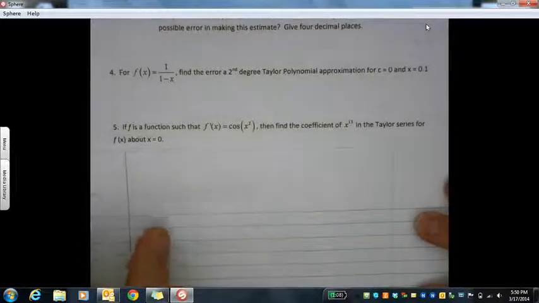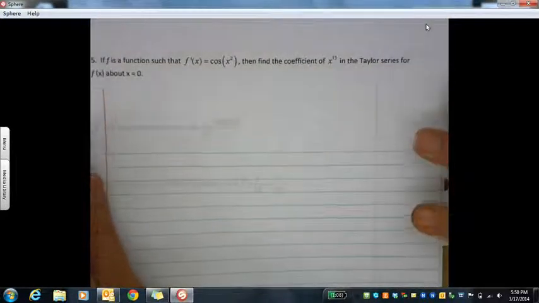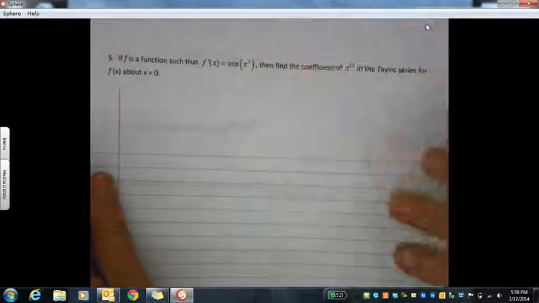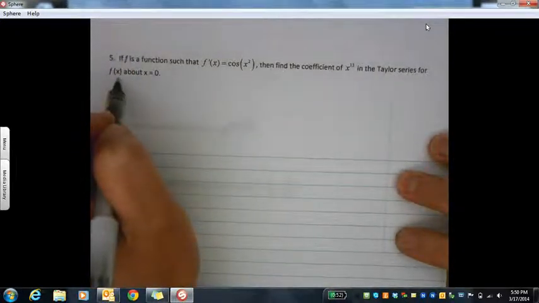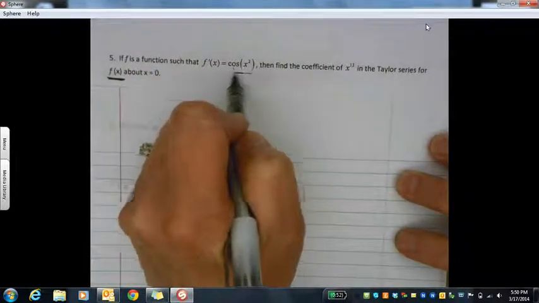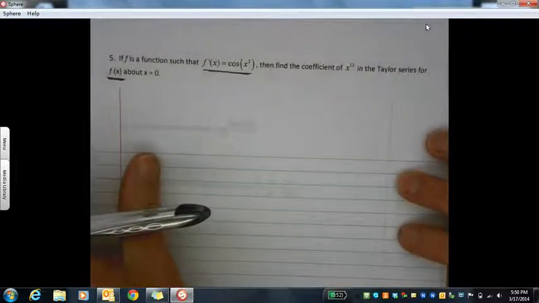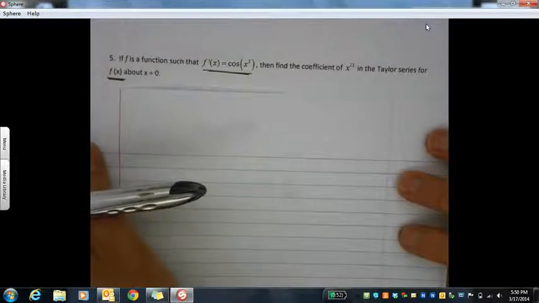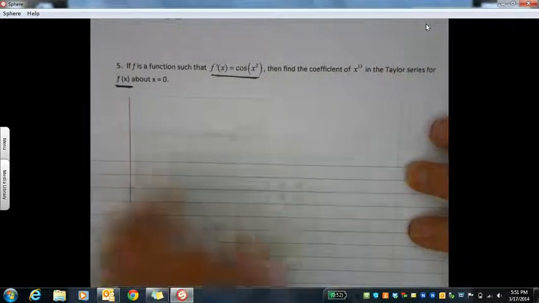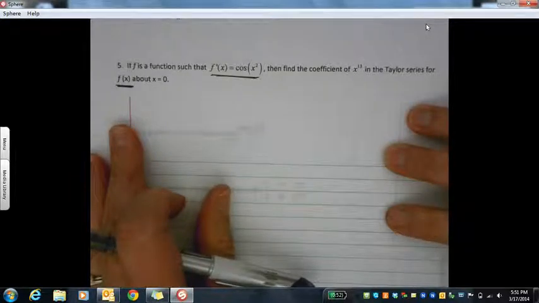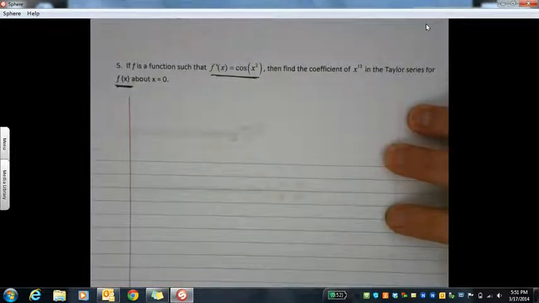For question number 5, they're giving you a derivative. They're telling you that f prime is equal to cosine of x squared. Then they want you to find the coefficient of x to the 13th in the Taylor series for f of x. So we are looking to answer a question about f of x, but we are given f prime of x. How do we go from f prime of x to f of x? Well, we certainly can integrate. But how the heck do we do that? How do we integrate if our inside function is x squared, and yet we don't have an x term to go with it? Hallelujah for power series now, because we can expand it and write this integral term by term.